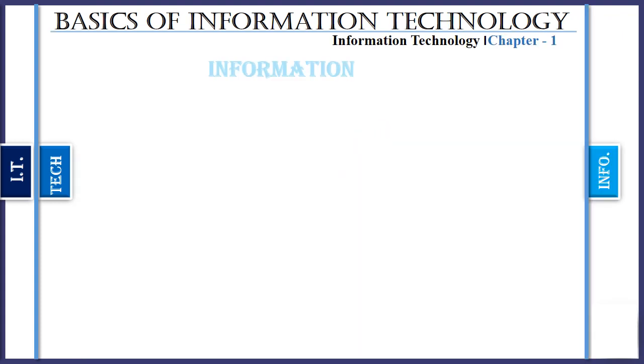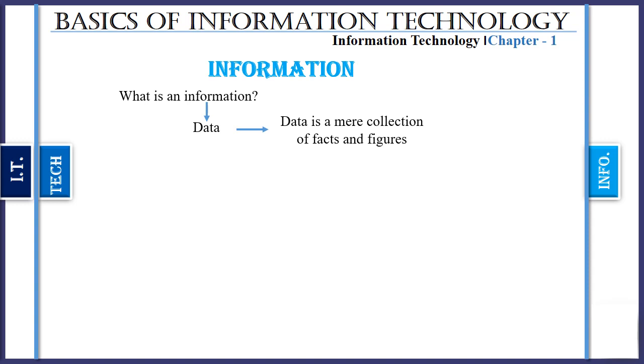Now we have the word information. What is information? Generally, we say, I am giving you some information. We need to know what information is. Before it becomes information, it is maybe some kind of data. Then the question arises here, what is data? All real world objects are called data. Raw material is data. In a more precise form, data is a mere collection of facts and figures.